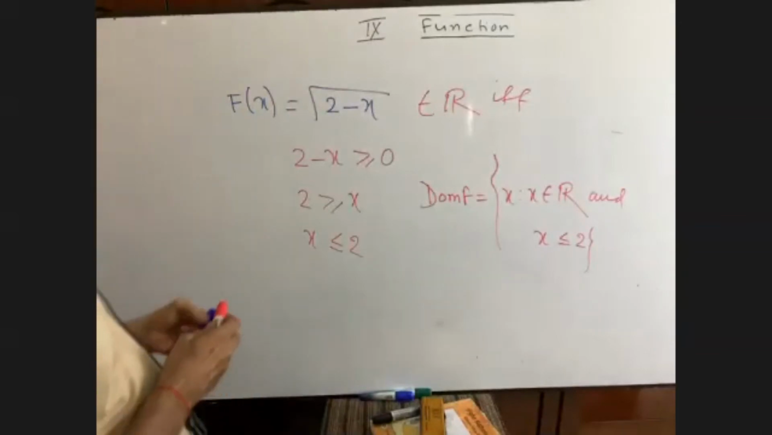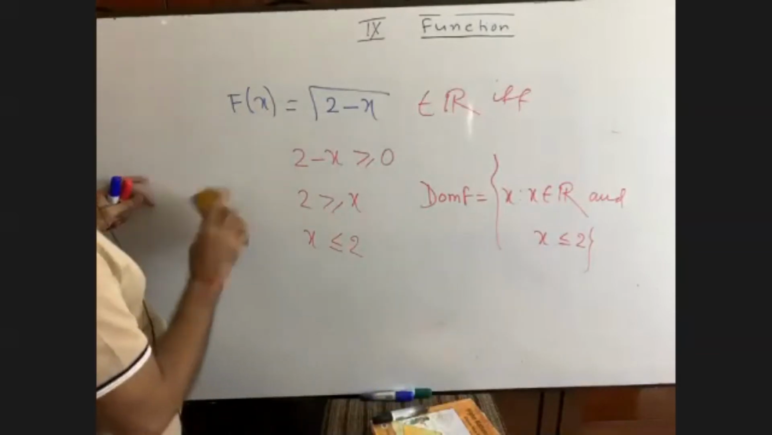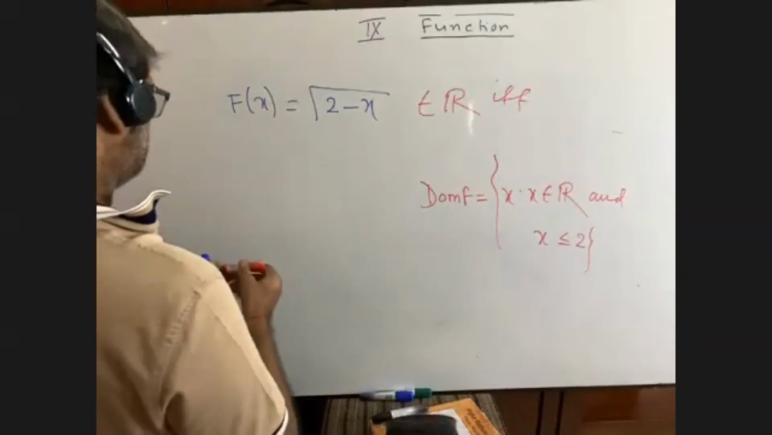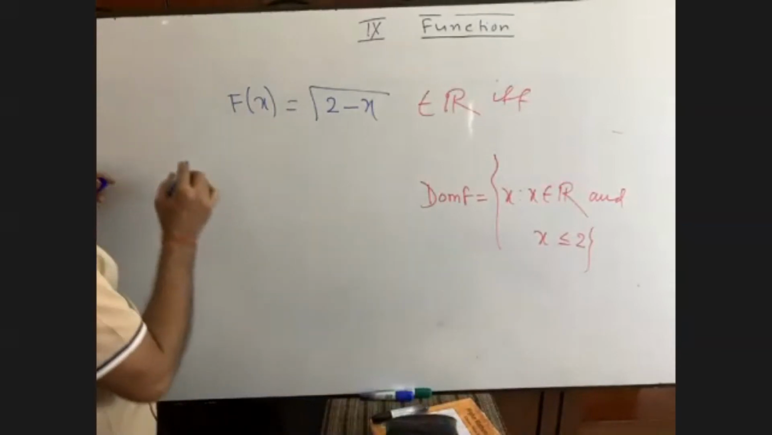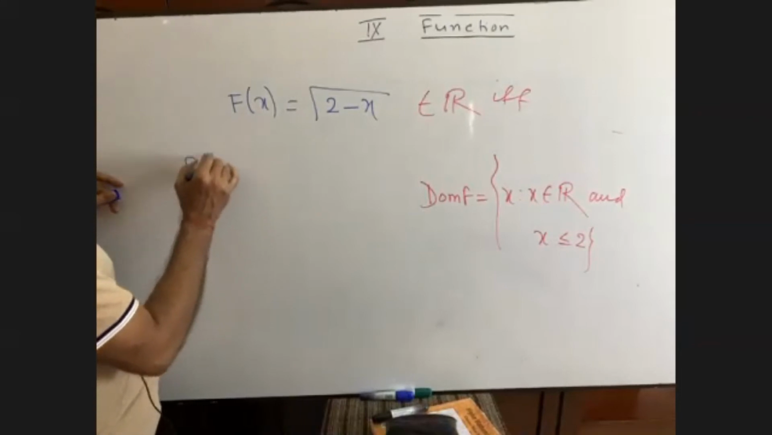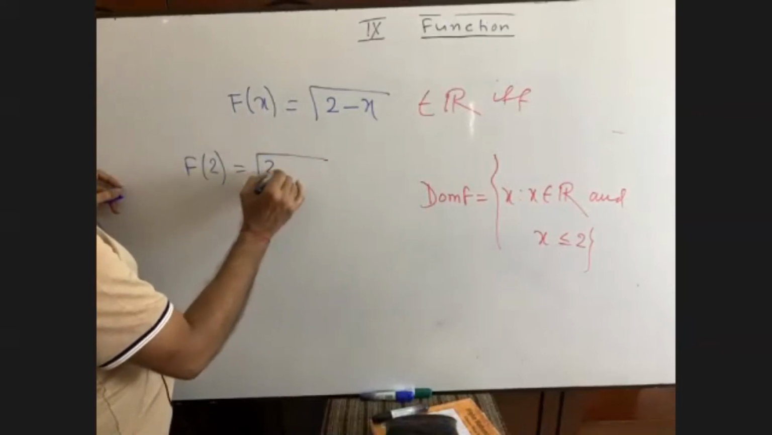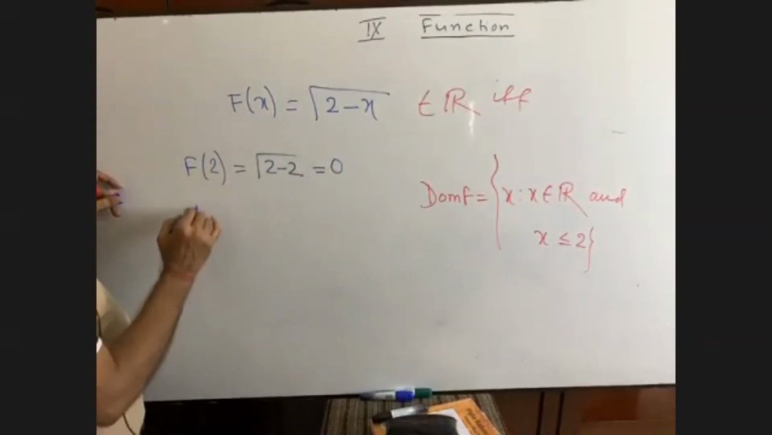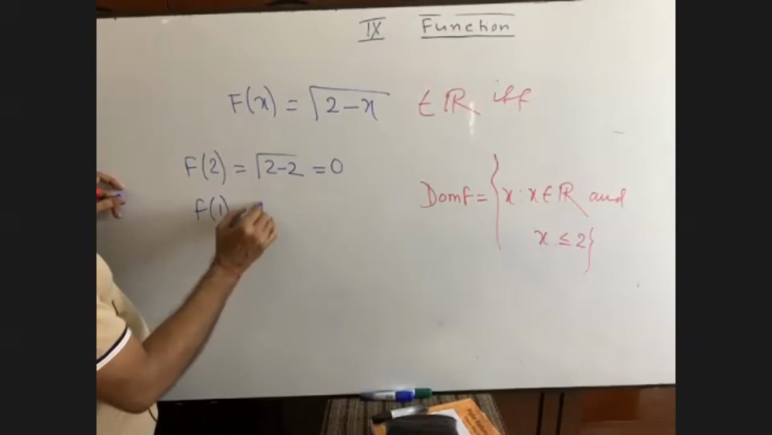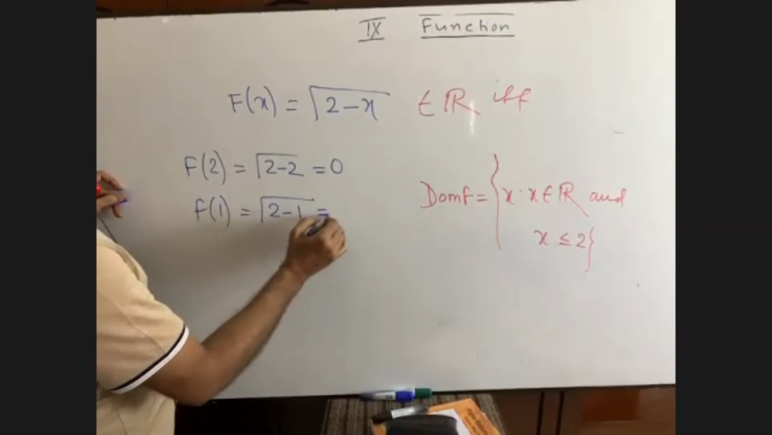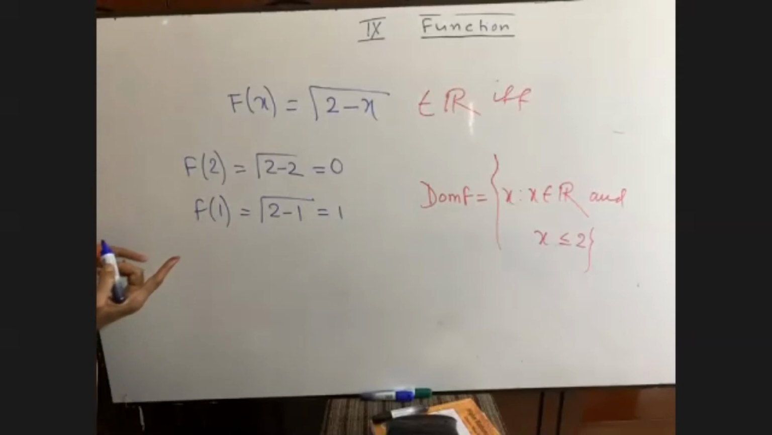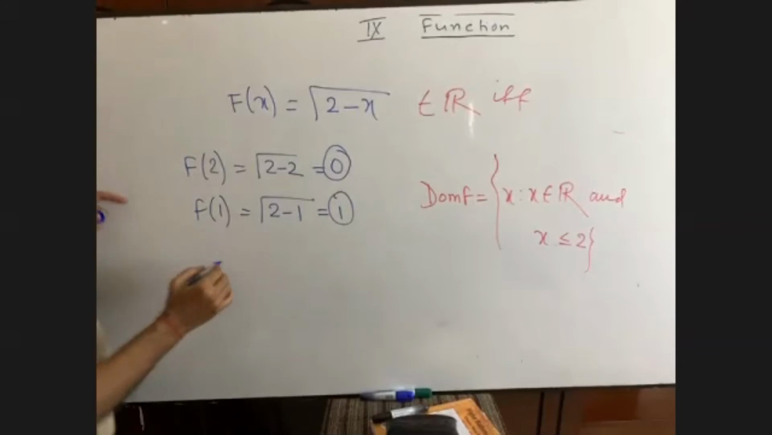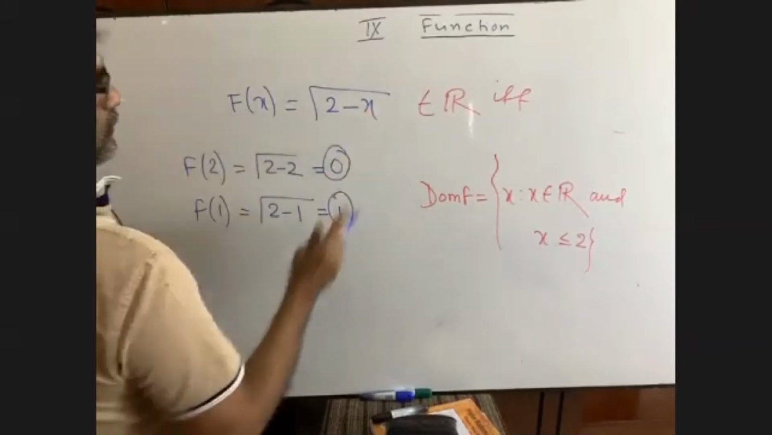Okay, now we are going to prove it. Suppose x is less than or equal to 2. Take 2. What is the value? 2 minus 2 equals 0. Less than 2, take a value 1. 2 minus 1, we are getting 1. You see, they are defined. All the values are defined.